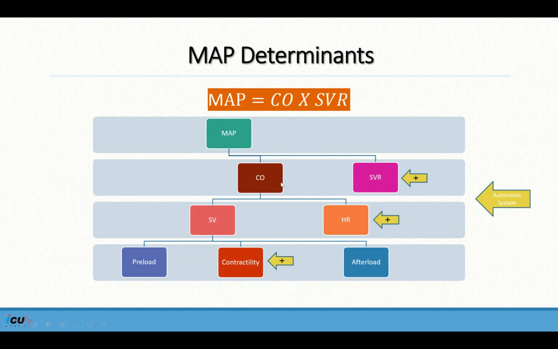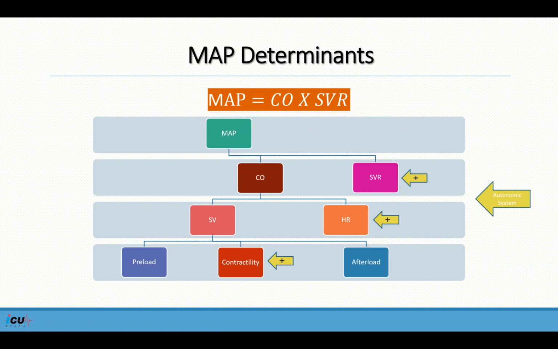The mean arterial pressure equals the cardiac output multiplied by the systemic vascular resistance. Now, the cardiac output is determined by the stroke volume and the heart rate. And the stroke volume is determined by, number one, the preload, number two, the contractility of the cardiac muscle, and number three, the afterload that is located centrally in the chest. At the same time, we have the autonomic system that would compensate for any changes in these determinants, where the adrenals are released, affecting the systemic vascular resistance positively, increasing the heart rate and increasing the contractility.